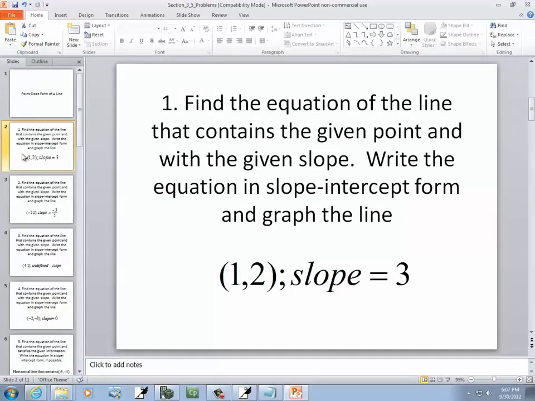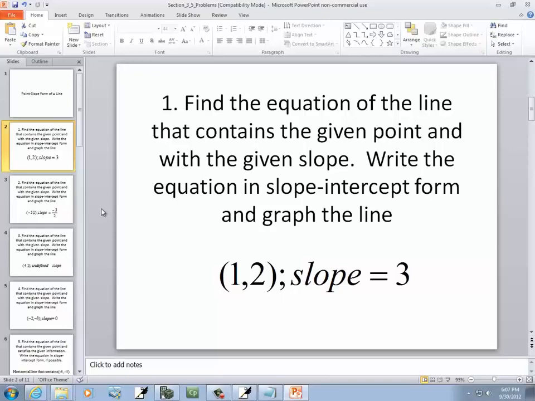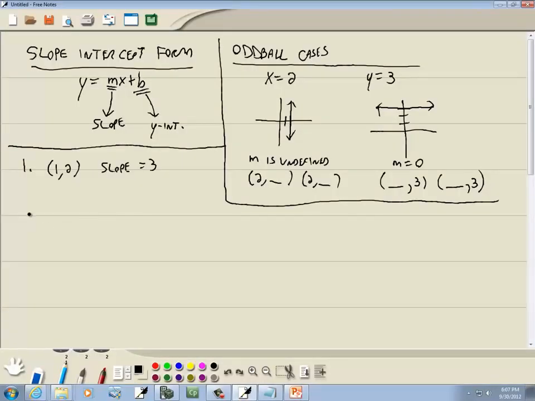Okay, our first problem here. I'm given the point 1, 2. Slope is 3. And it says find the equation of the line, write the equation in slope-intercept form, and then graph it.